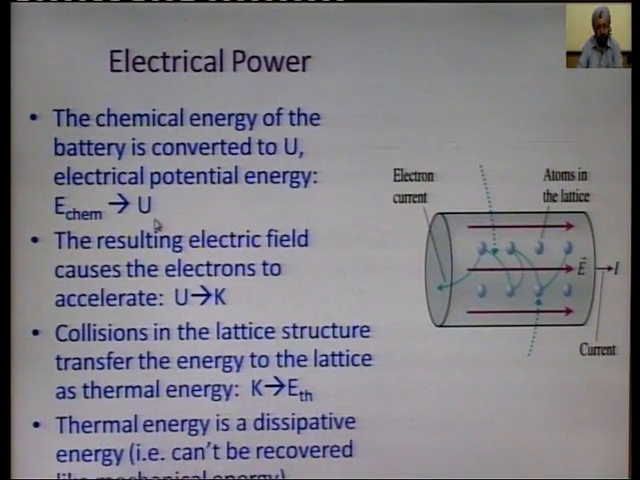So, chemical energy gets converted into electrical potential energy. Electrical potential energy gets converted into kinetic energy of the electrons, and kinetic energy finally gets converted into thermal energy. Thermal energy is a dissipative energy. So, it gets dissipated.